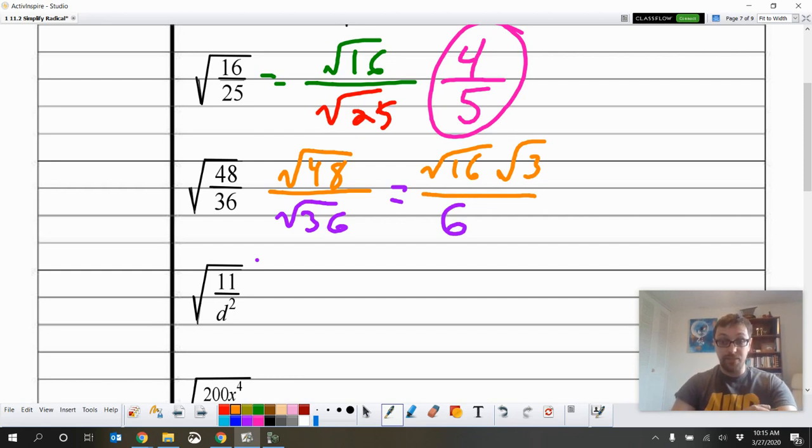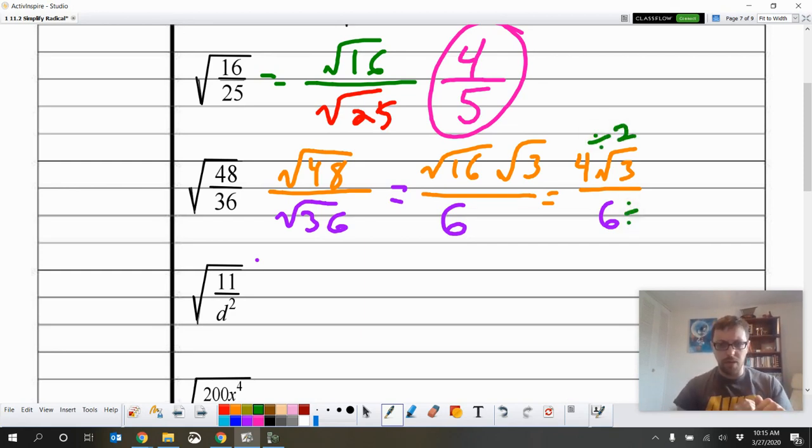This is still being divided. The square root of 16, oh, that's 4. We still have our square root of 3, and then we've got a 6 still on the bottom. Now, you might notice, hey, 4/6, that's the same as 2/3. We should still simplify our fraction if we can. So we're going to divide these both by 2.